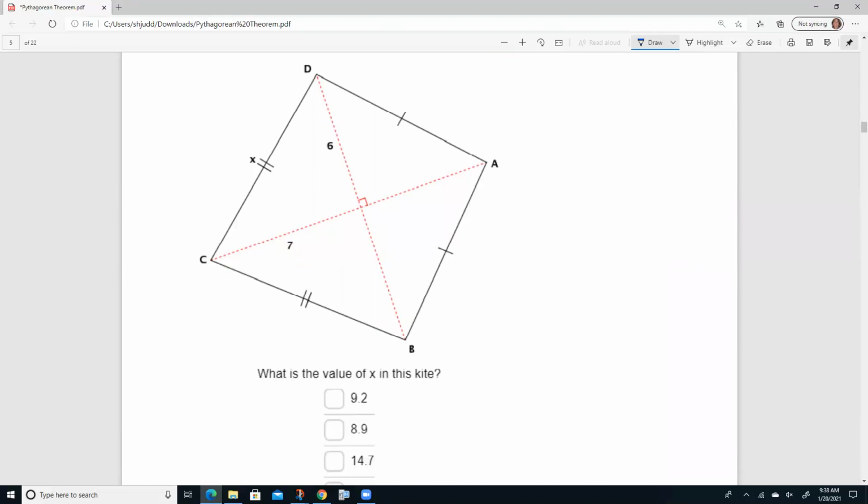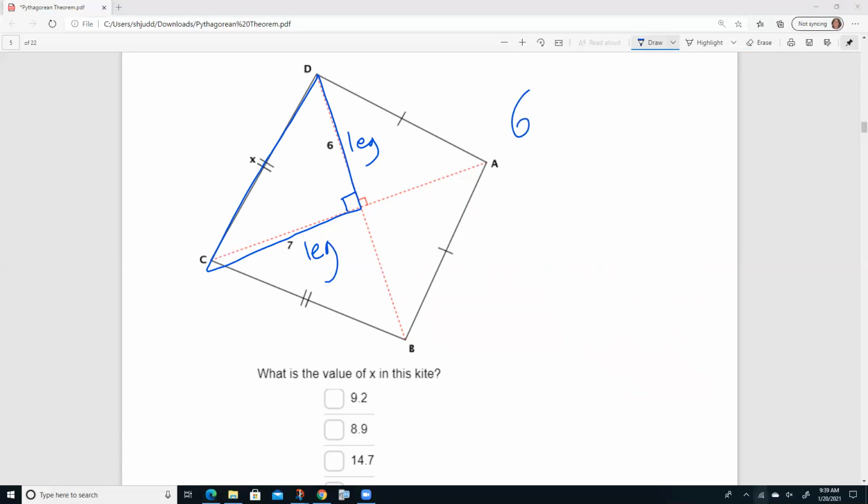Now let's go over this one for a second. If I'm looking at this, I might be tempted to say, well, I don't see a right triangle, but I see a right angle right here, which actually, it turns out, if that's a right angle, then this is also a right angle, which means that right here, I have a right triangle, and I have a leg, and a leg, and I'm solving for x, the hypotenuse.